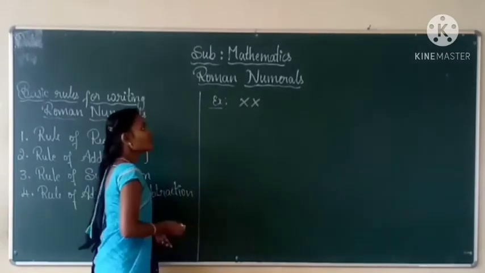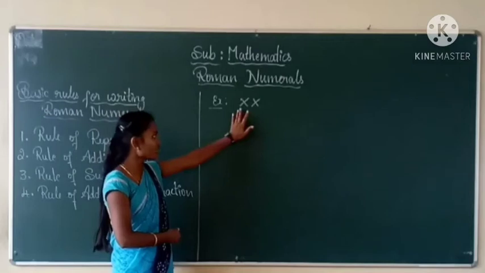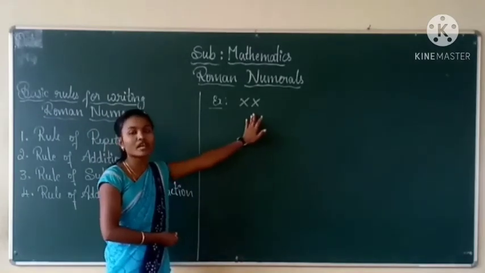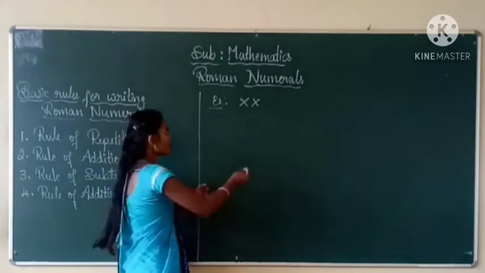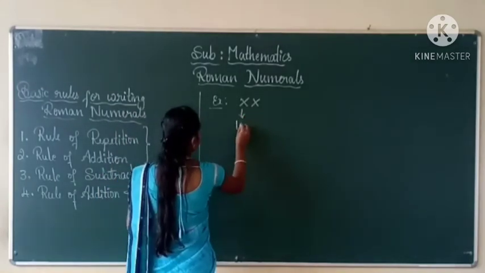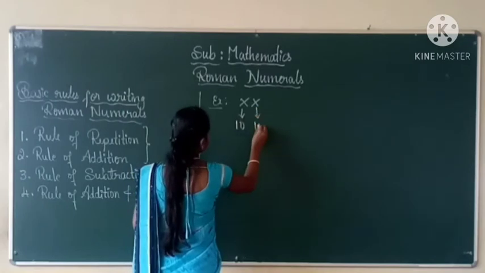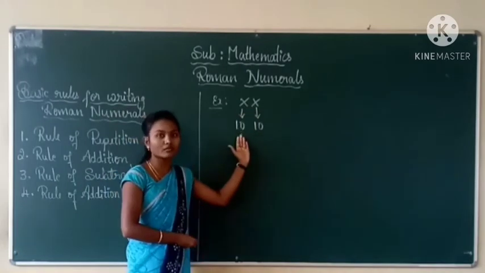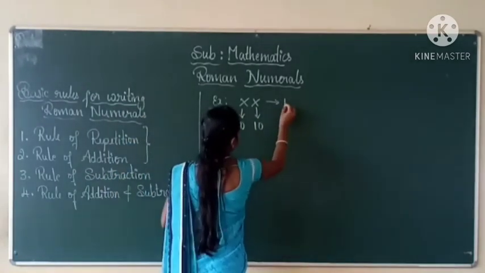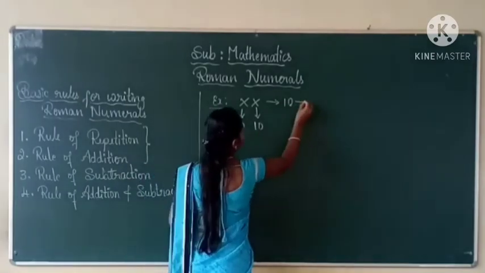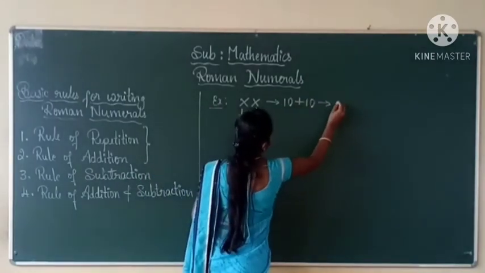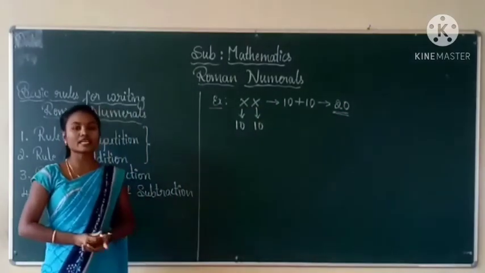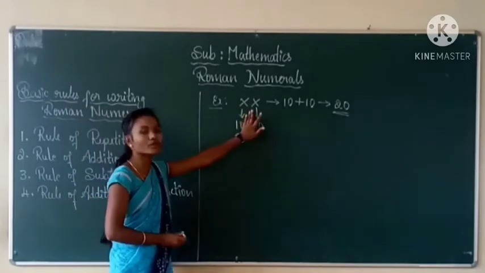X. So here I have repeated X 2 times. That means we have to add these two numbers. We know that X represents 10 and this X also represents 10. If it is repetition, we have to add these two numbers. So 10 plus 10 gives 20. So XX is the symbol of 20.